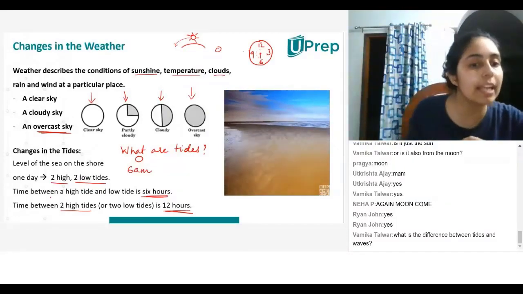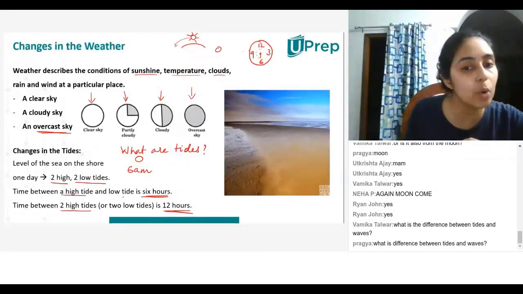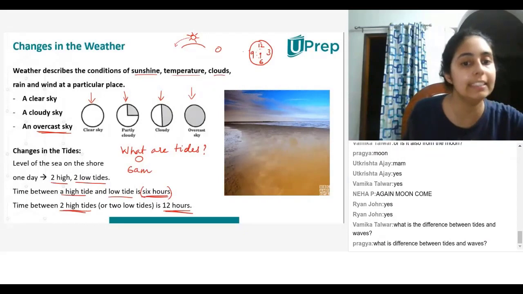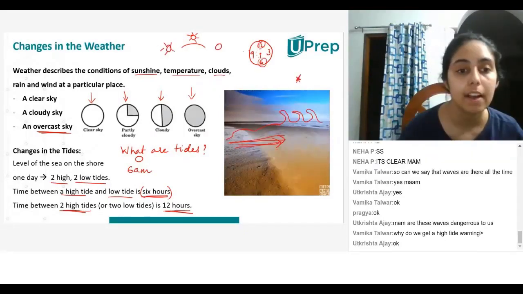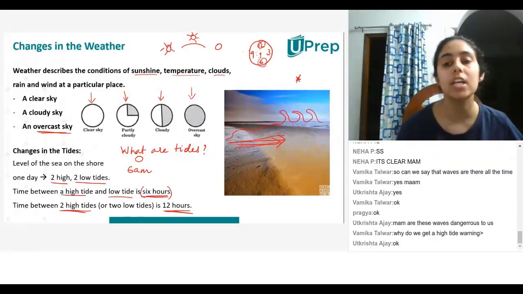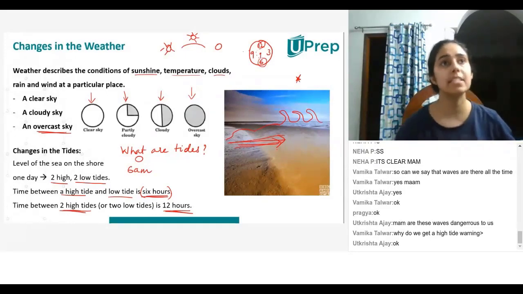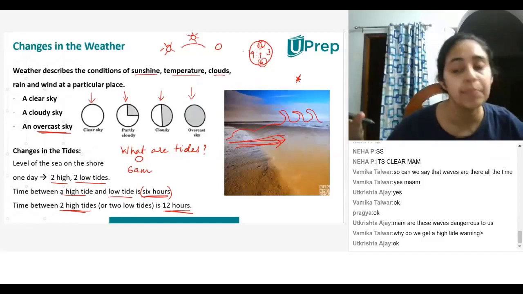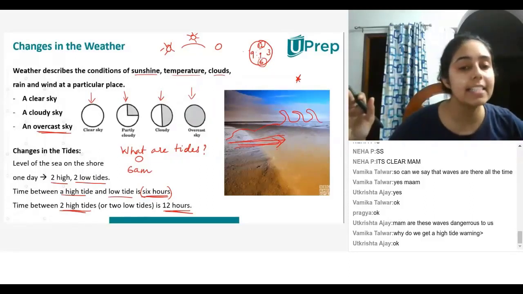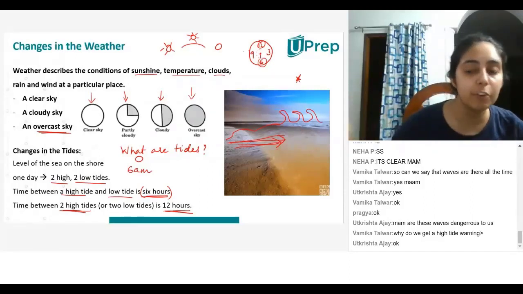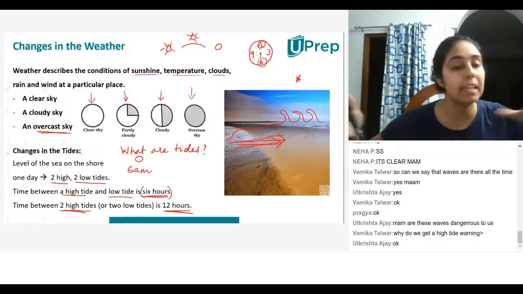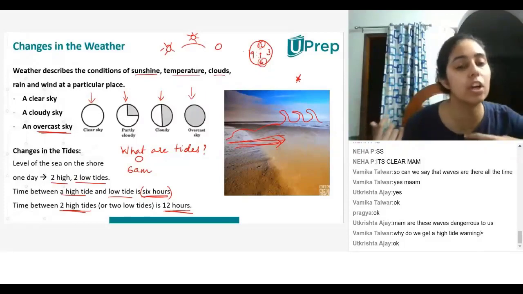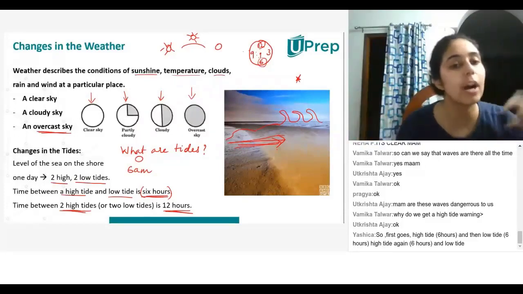That is why the time between a high tide and a low tide is 6 hours, and the time between 2 high tides is 12 hours. We get a high tide warning because in some places these tides cover the entire shore and the entire shore gets flooded. In that case, your stuff could be on the shore, you could end up being in deep waters unknowingly, or the current could be strong. That is why they give you a high tide warning.